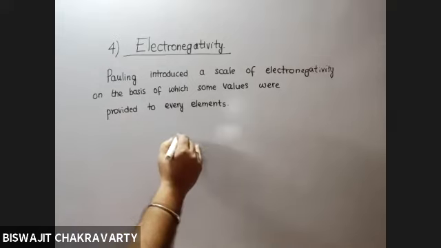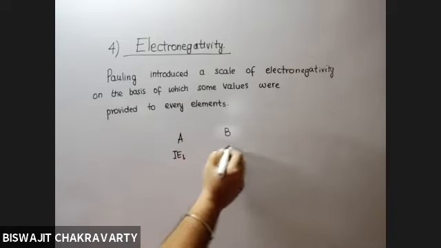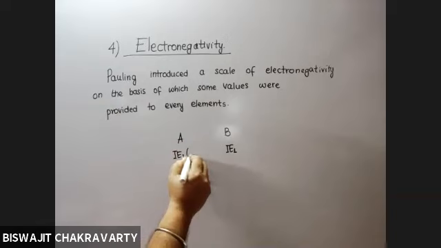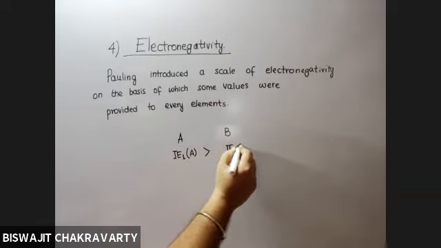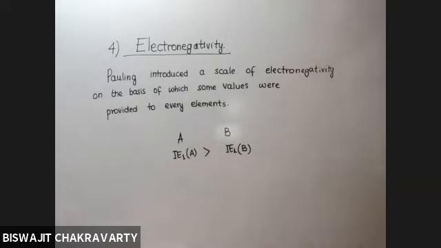Here there are two atoms, A and B. This has IE1, this also has IE1, and IE1 of A has been found to be greater than IE1 of B. Now, my question to you is, on the basis of ionization enthalpy values, how can you make out which one will be more electronegative? Sir, A. A will be more electronegative. Can you justify on what basis you have said?